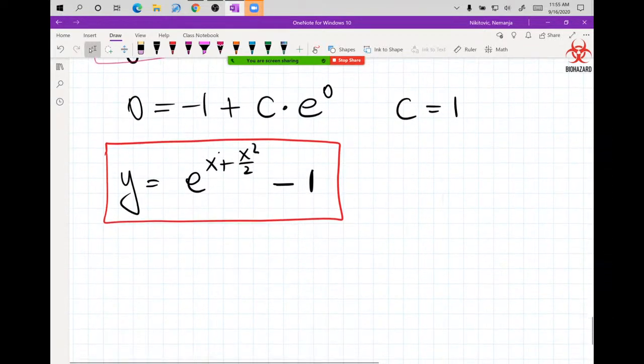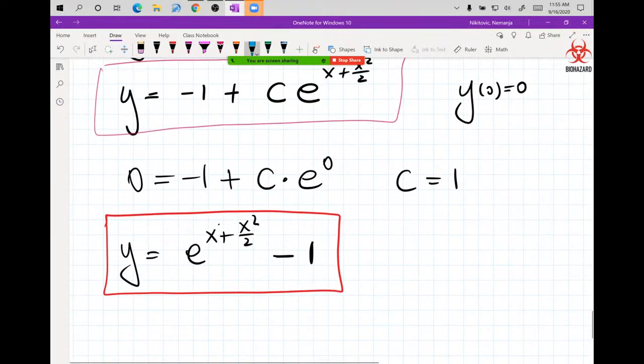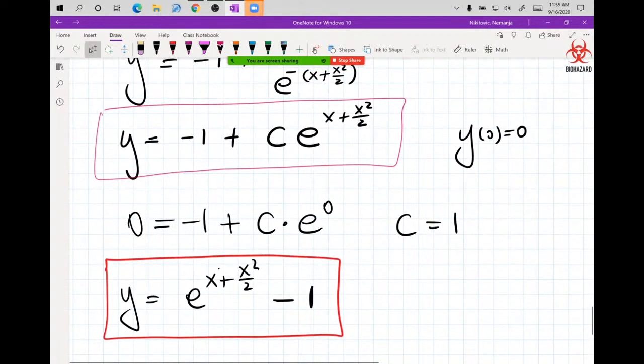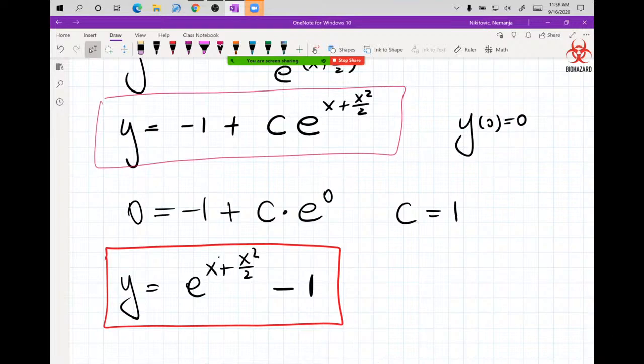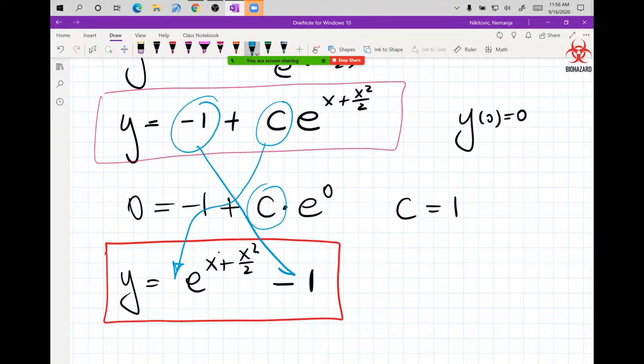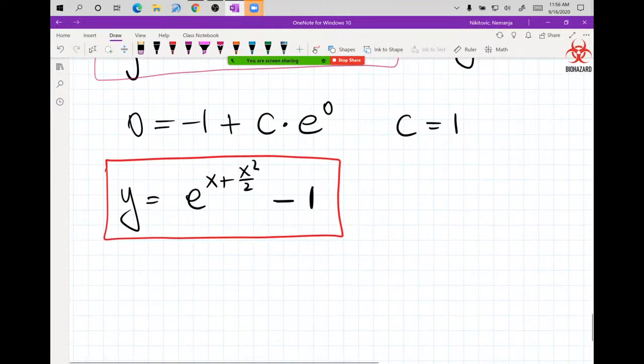Now, let's say you care and you want to check. Yes? Why was negative 1 replaced with e to the x plus x squared over 2? From the general to the, yeah. Yeah, I plugged in c equals 1. Sorry, c equals 1, and that's that. And this negative 1 is, I just swapped the places so I don't have... Okay. I understand now. My bad. Cool. No, that's all good. That's why I'm here. I want to check this.